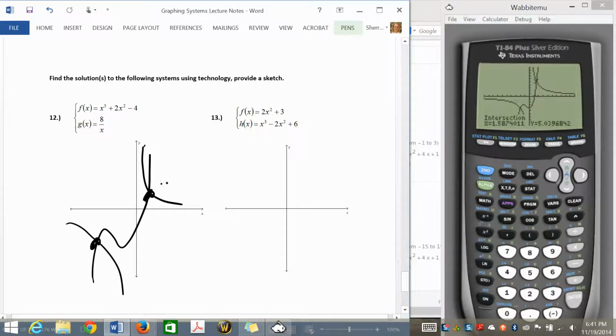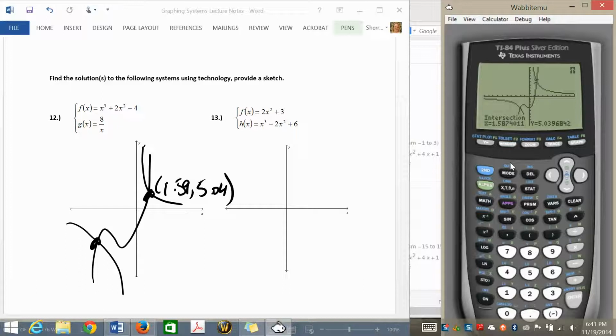We'll give a couple more points there. So let's do 1.59 and 5.04. So there's my intersection point there. And then I can find my second intersection point.